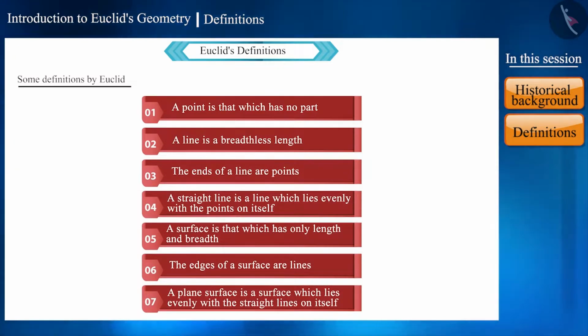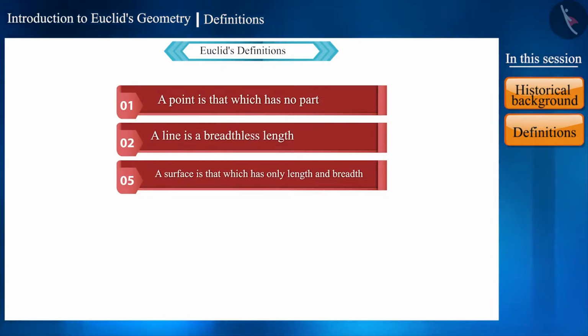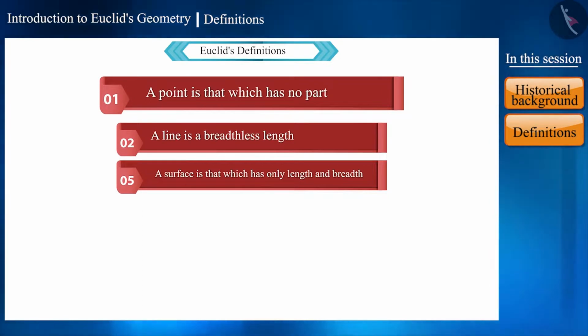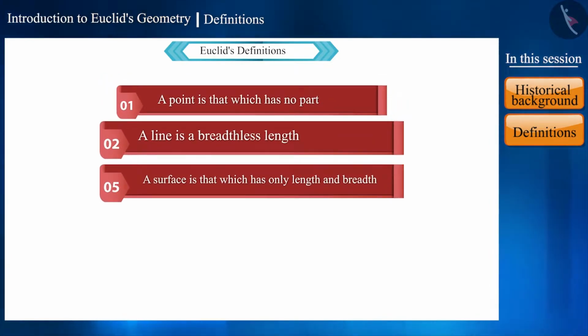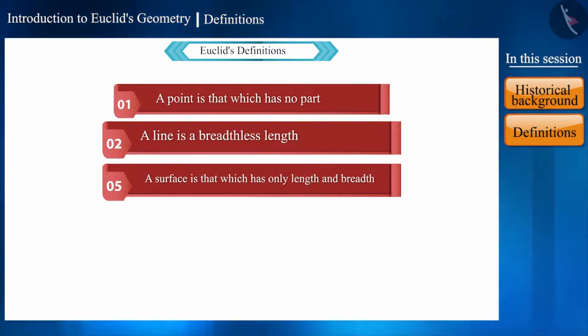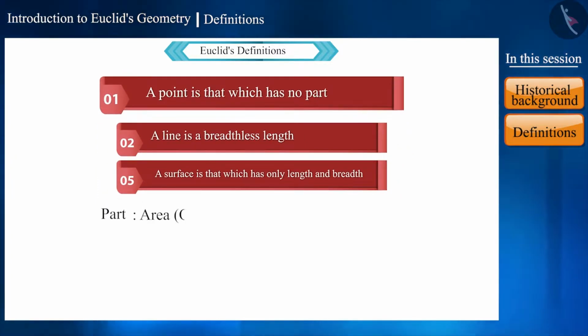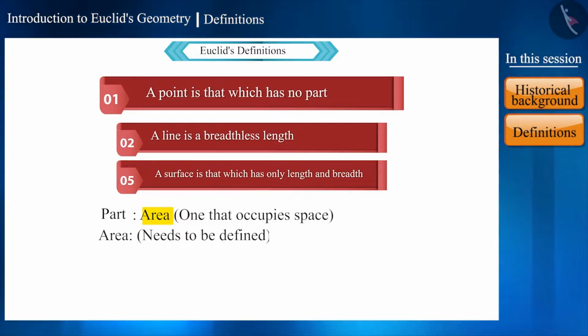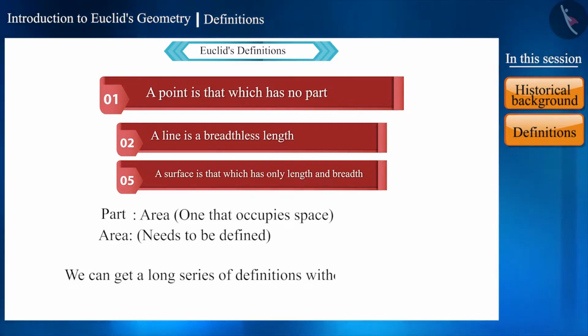Friends, there is a need to define several terms in the definitions given by Euclid, such as area in the first definition, length and breadth in the second and fifth definitions. If in the first definition we define an area by the space it occupies, then we will need to define space as well. Similarly, we get a long series of definitions without any end. For this reason, mathematicians considered some terms in geometry as undefined.